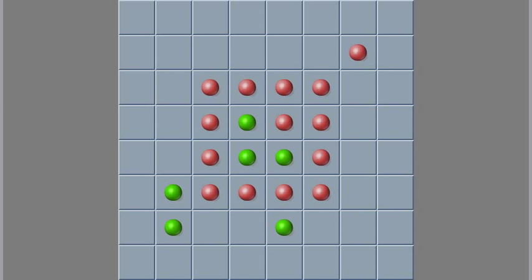So the moves, recapitulation: each piece can jump over a horizontally or vertically adjacent piece. If a red piece jumps over a piece, the piece being jumped over is removed from the game. If a green piece jumps over a piece, the piece being jumped over stays in its place. The objective.